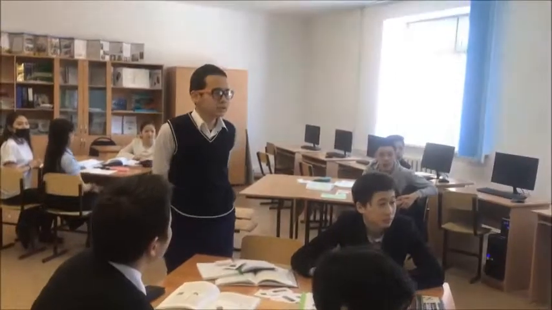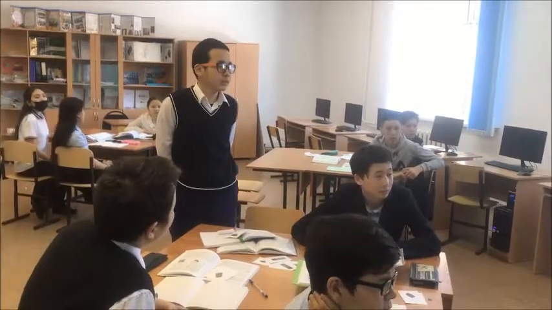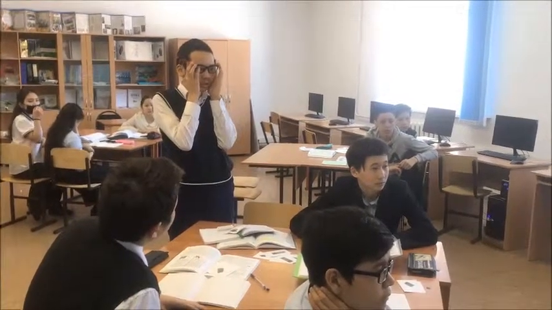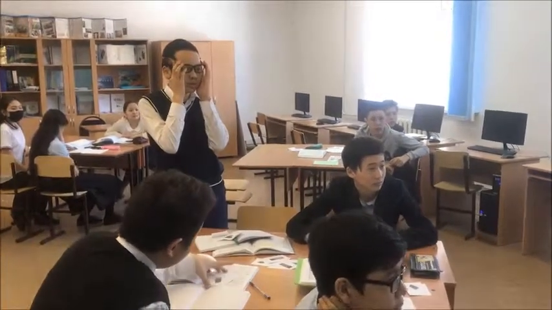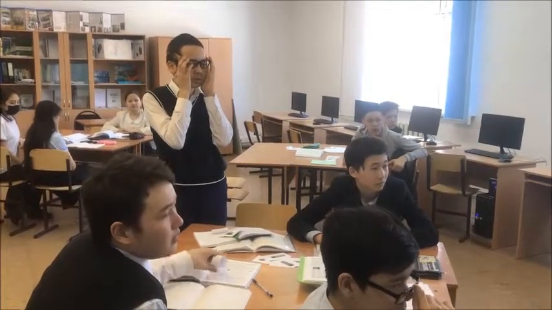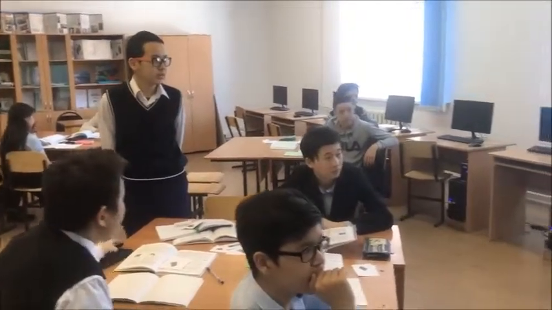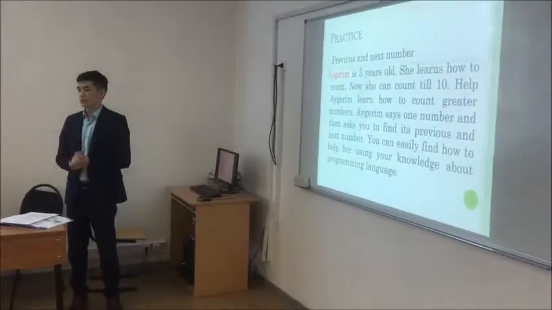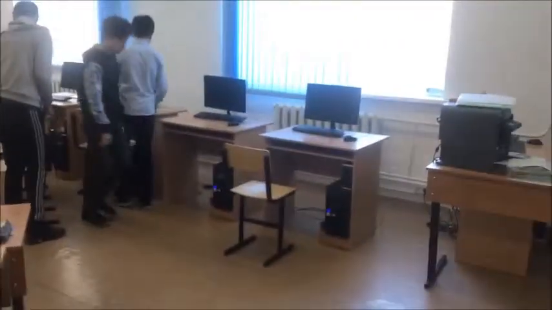Aigerim is 3 years old. She learns how to count. Now she can count till 10. Help Aigerim learn how to count great numbers. Aigerim says one number and then asks you to find the previous and next number. You can easily find how to help her using your knowledge about programming language. Do you understand? Yes. Okay. Then let's start. Please sit on the computers and start this work.